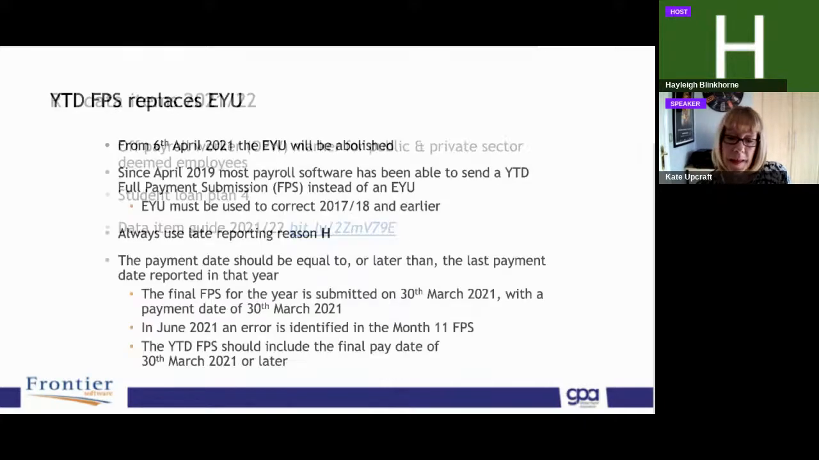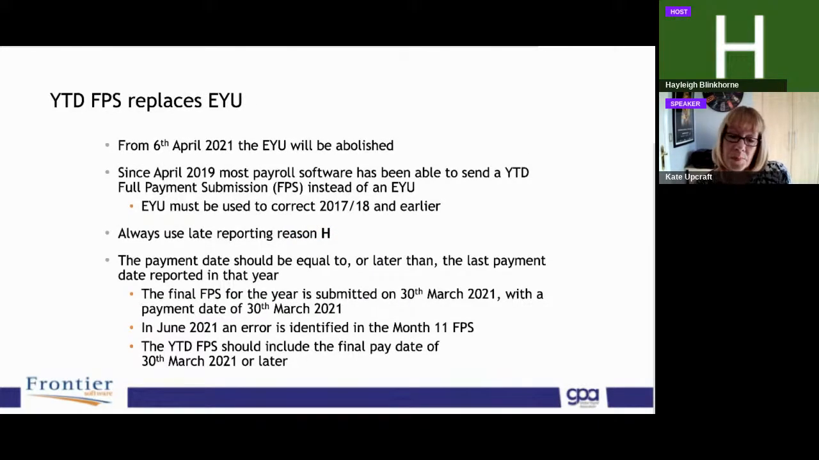Next one, please. The other change to RTI this year is that we've had a transitional move over a couple of years to get rid of a very clunky, didn't work very well way of correcting prior tax years, which was called the earlier year update. It didn't work very well because it was an afterthought when real-time information was designed in 2013.